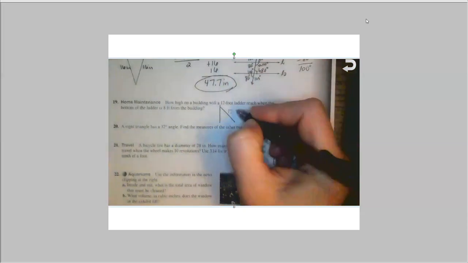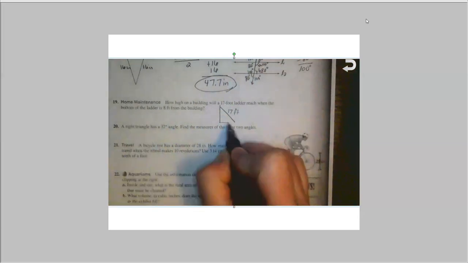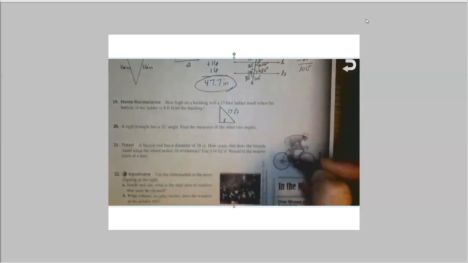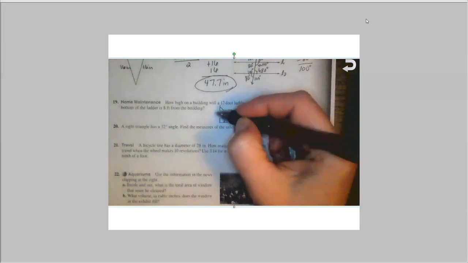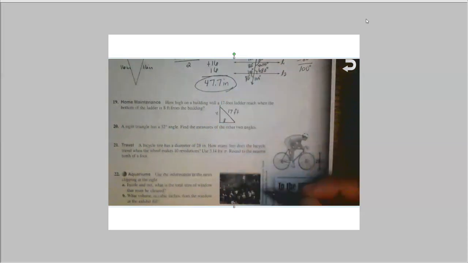It's propped up against that wall. It says the bottom of the ladder is 8 feet from the building. So how high up will that ladder reach? That's the part that I don't know.